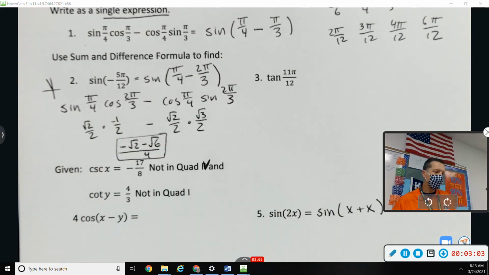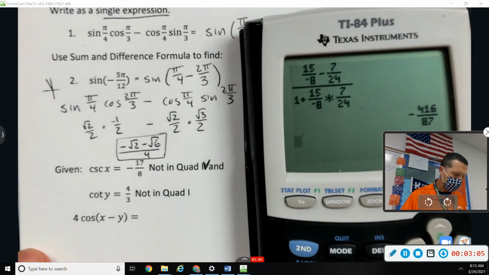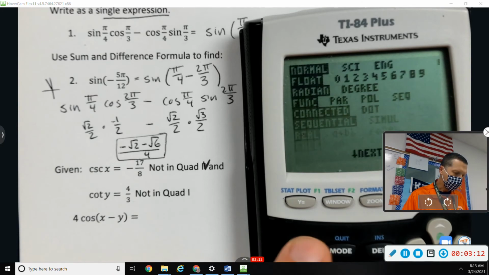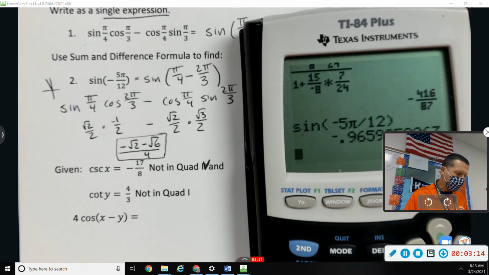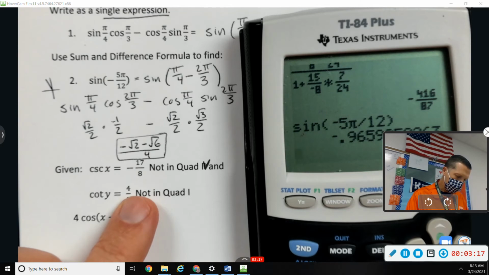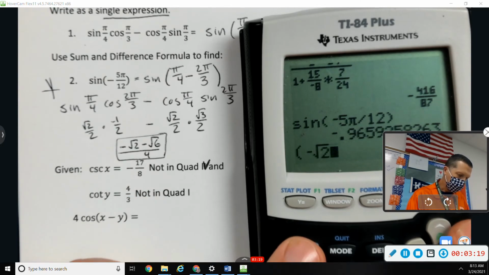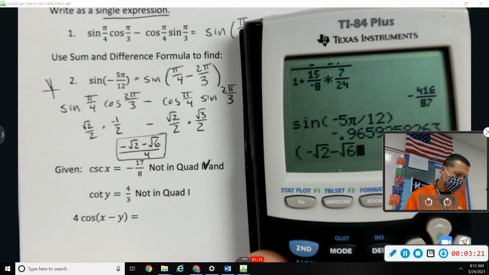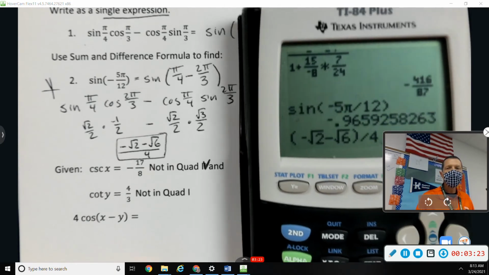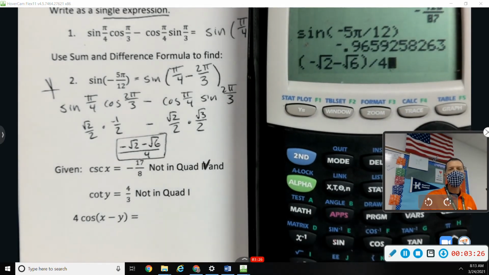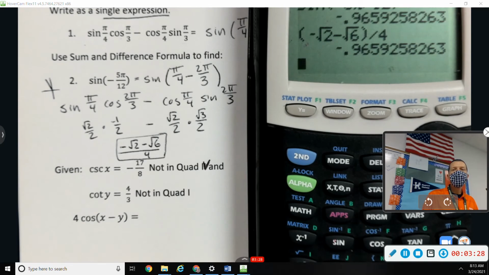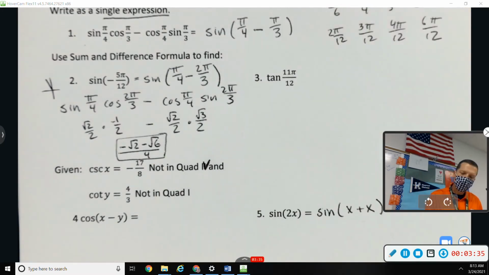And remember, you have a calculator, so you can check that. Sine of negative 5 pi over 12, as long as I'm in radians, is supposed to equal negative square root of 2 minus square root of 6, all divided by 4. Here's the moment of truth to see if we got it right. And we did. So the calculator is great to check. It doesn't really help you get to the answer, but it's great to check.